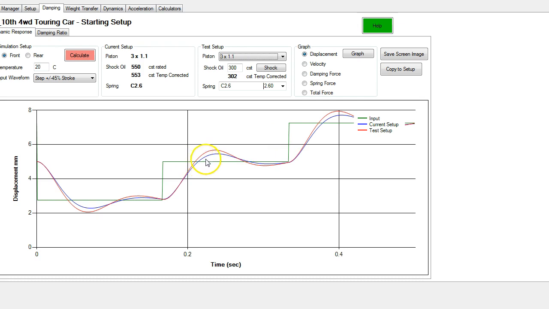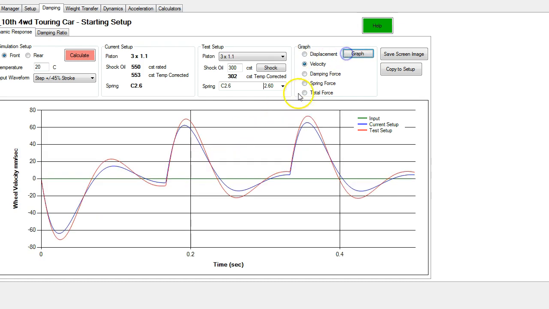The blue line is the original setup that we had with the 550 oil. Now we've got the second one with the 300 oil. So you can see here we've got less damping. We've overshot where we wanted to go by a greater amount. We've got there faster, because our velocities are higher. If you look at the velocity graph, you can see here the red line, we got a higher peak velocity out of the shock, which means it's getting there quicker.